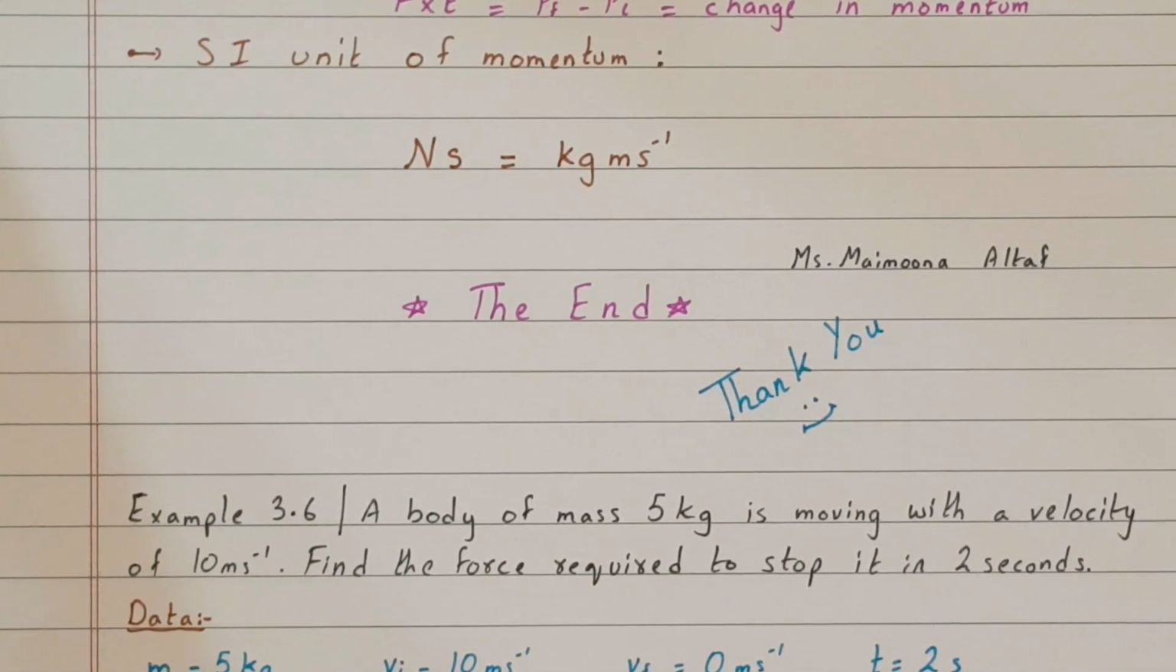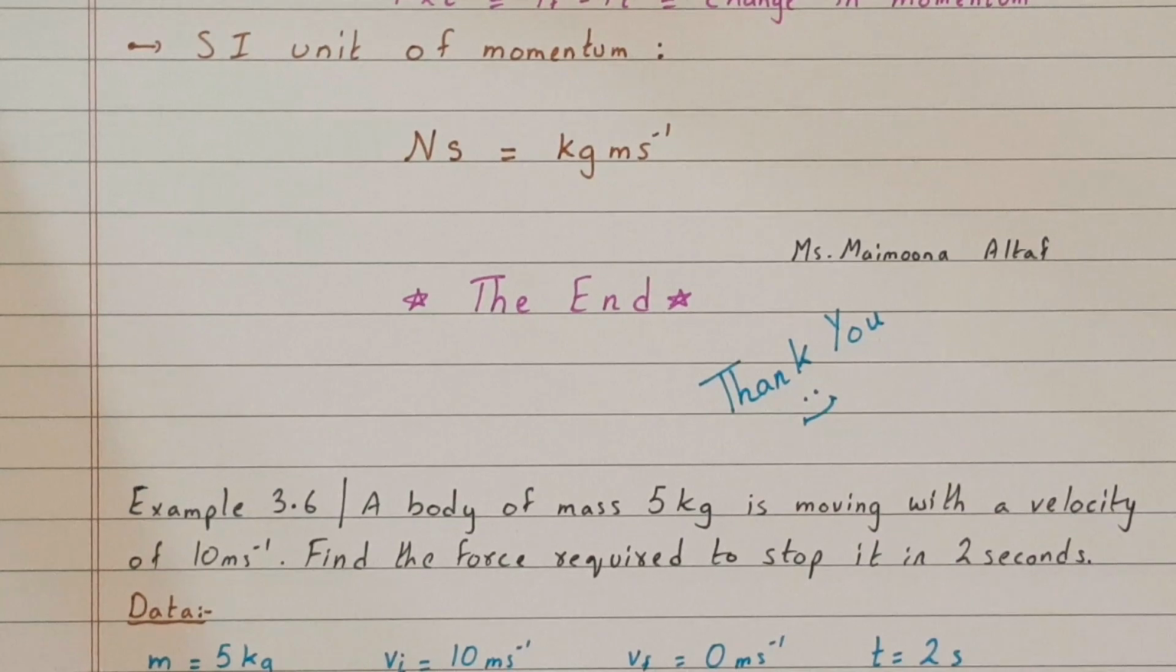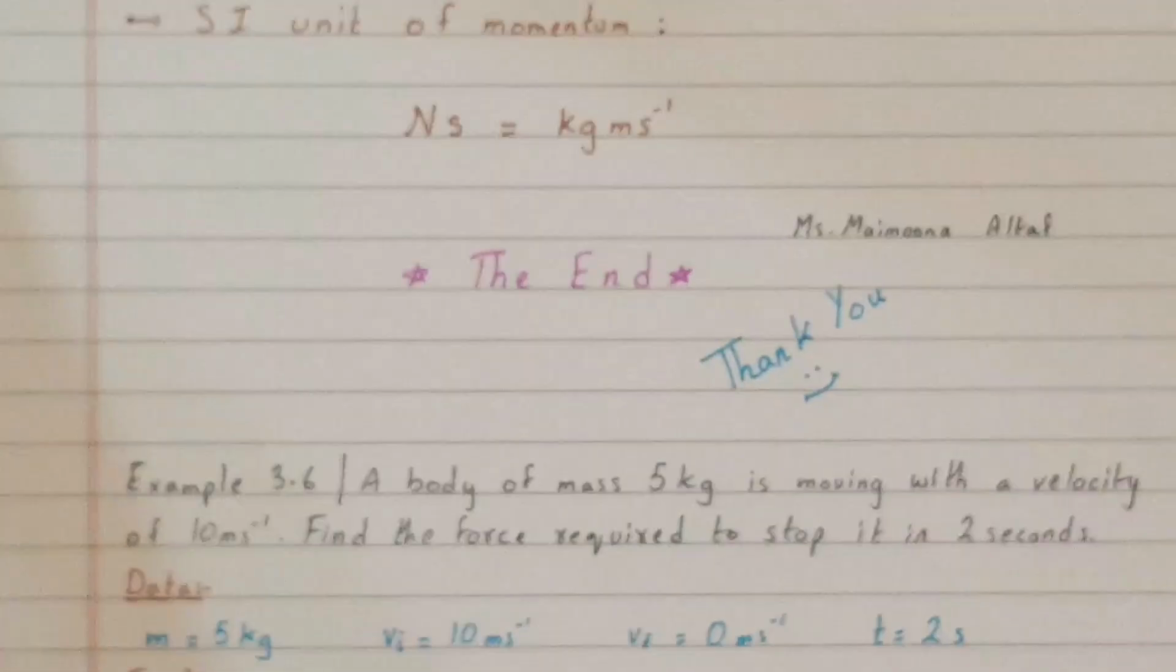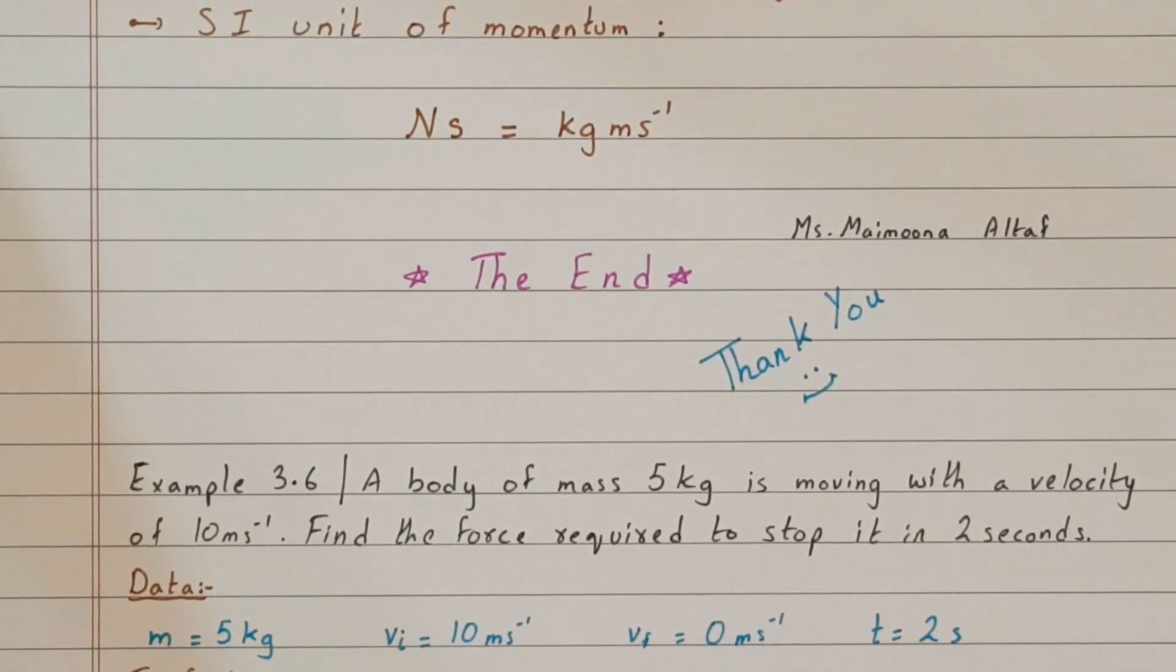A body of mass 5 kg is moving with a velocity of 10 meters per second. Find the force required to stop it in 2 seconds. First of all, we will write down the data from the statement. Mass of the body is 5 kg. It is initially moving with a velocity of 10 meters per second, so the initial velocity is 10 meters per second.